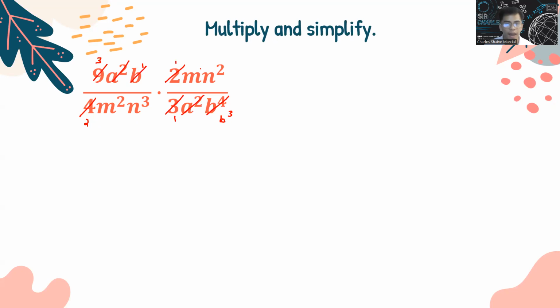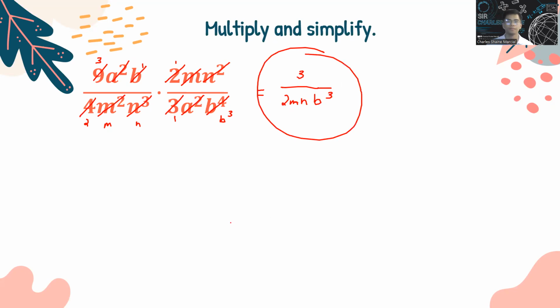M squared and m, cancel na si m since mas mababa siya kay m squared. And subtract natin yung exponent, 2 minus 1, that is equal to 1. So m na lang ito. Same with the n squared over n cubed. Cancel na yung n squared, 3 minus 2, magiging n na lang siya. Then, multiply the remaining terms. 3 na lang yung natitira sa numerator. And yung sa denominator, we have 2mn b cubed. So this is the final answer. Okay.